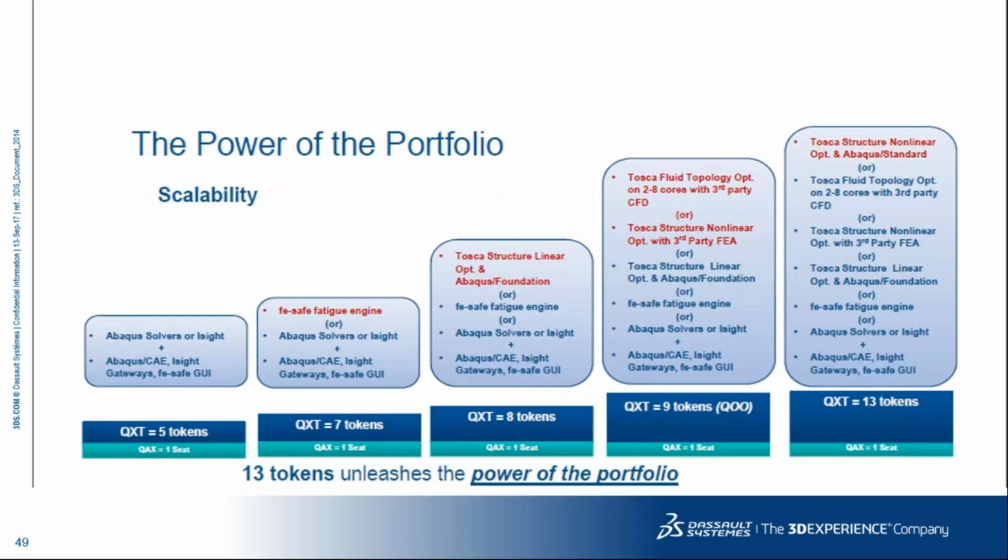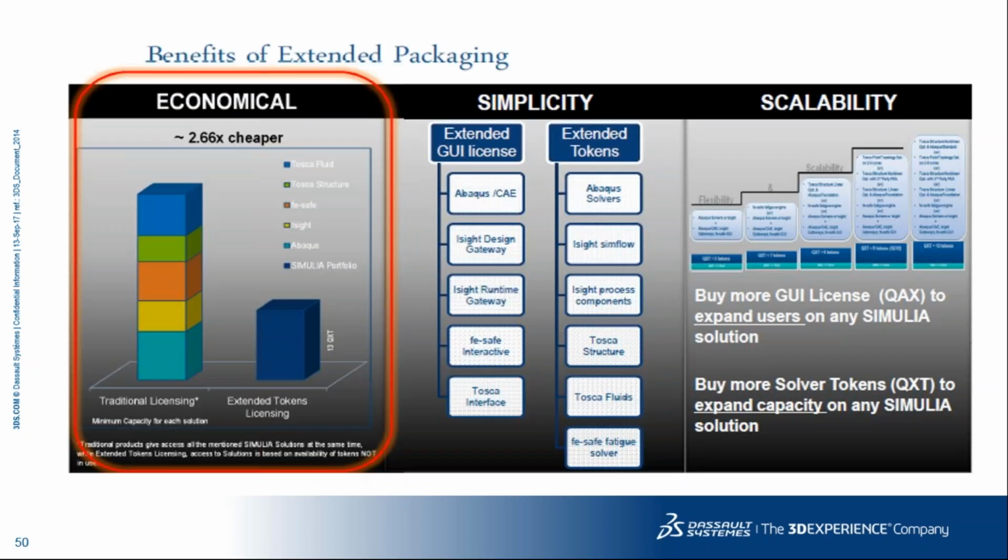If you add more tokens, you can do further analysis, and it is also more economical because the same GUI is used for all four software products and the same tokens are used to do any sort of analysis within the SIMULIA suite. It is also simple, the learning curve is fast, and it is scalable. These are some of the powers of the portfolio I wanted to discuss in this analysis, where they have used all four software products and integrated them to do the brake analysis.